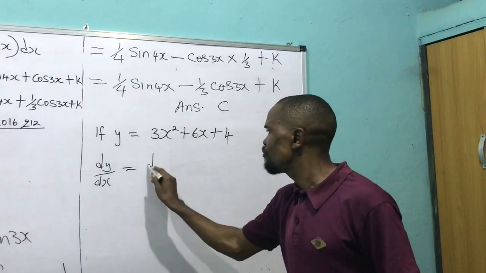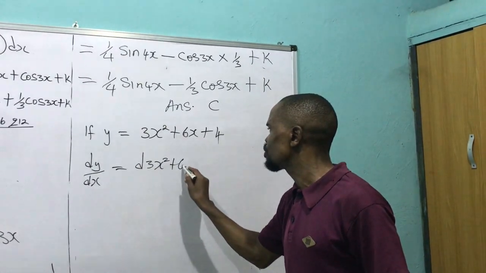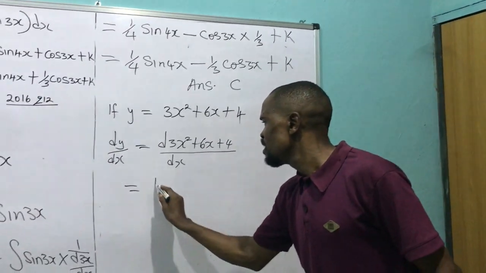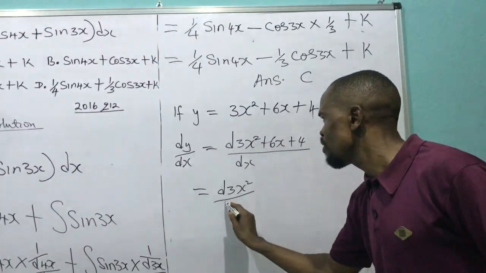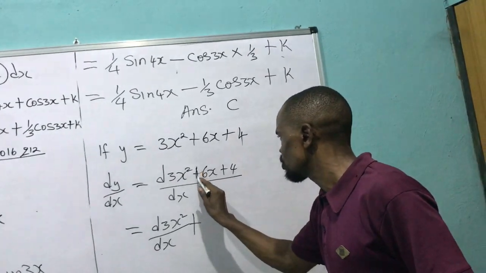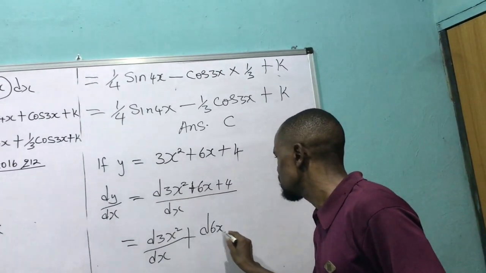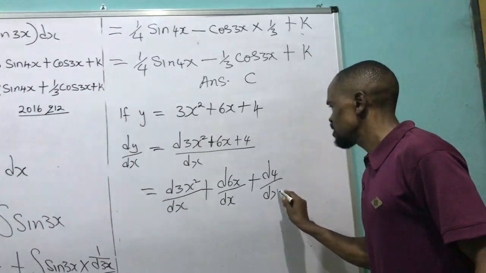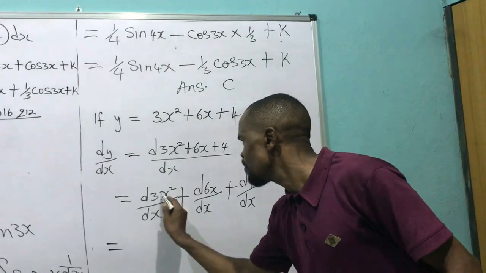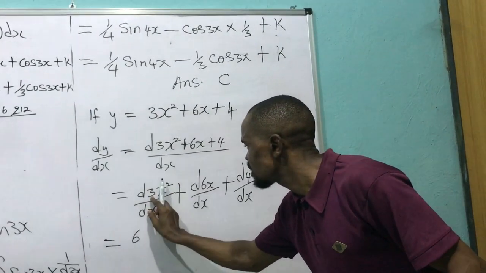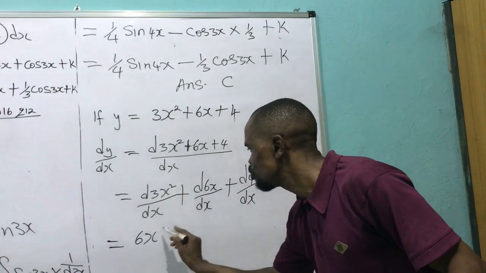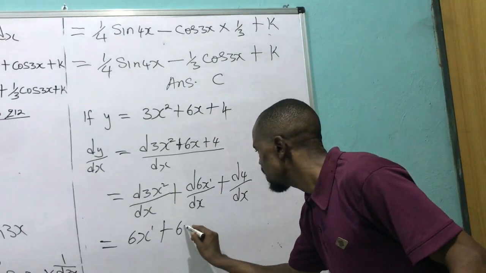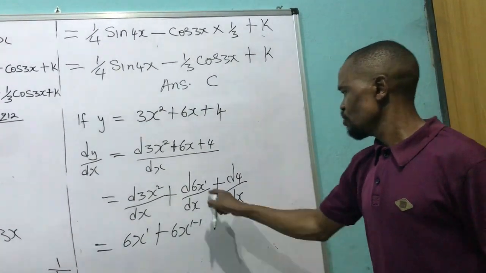This will be differentiating 3x raised to power 2 plus 6x plus 4 all over dx. This will give me differentiating 3x squared all over dx, plus 6x all over dx, plus d4 all over dx. Are you getting what I'm saying here? Then differentiating this will give me 6: 2 times 3 is 6, then 2 minus 1 gives me 1. Then plus, 1 times 6 will give me 6x to the power 1 minus 1, which gives me 6.